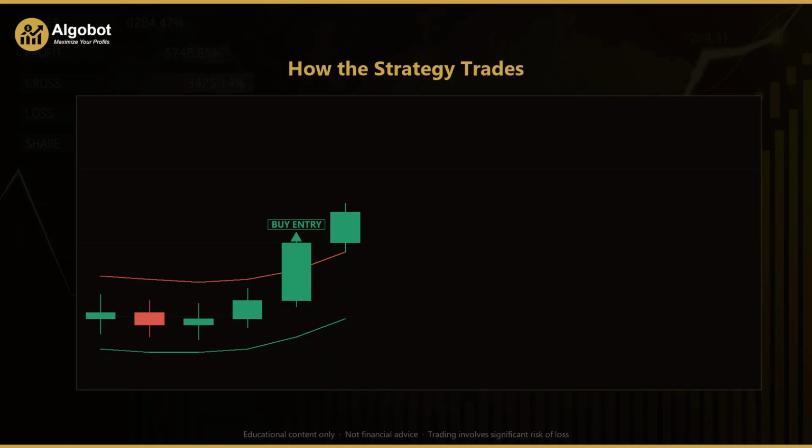At the same instant, the strategy places a protective stop 2 ATR below the entry and sets a take profit using the reward to risk ratio of 2.5 to 1. So the distance to the target is 2.5 times the distance to the protective stop.